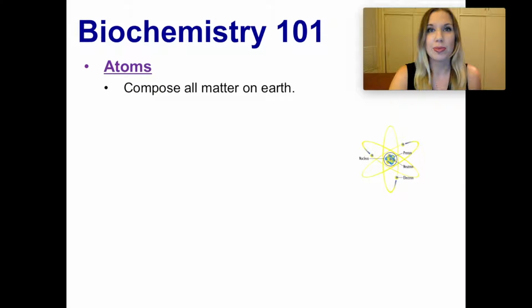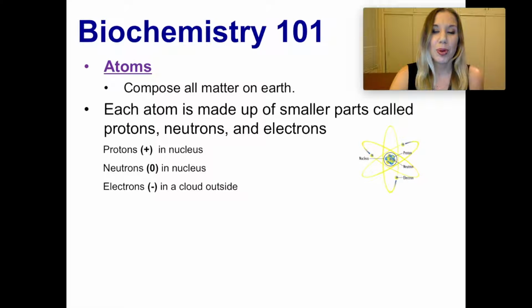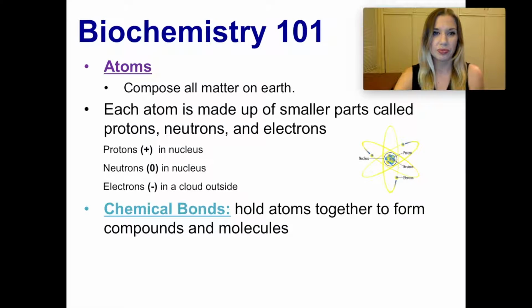So, all things are made up of atoms. Atoms compose all matter on Earth. They are the smallest indivisible particle. Each atom is made up of smaller parts called protons, neutrons, and electrons. Sound familiar? Protons are positively charged and are located in the nucleus. Neutrons are also in the nucleus and are neutrally charged, as indicated by their name. And electrons are negatively charged and are located in the electron cloud outside of the nucleus.